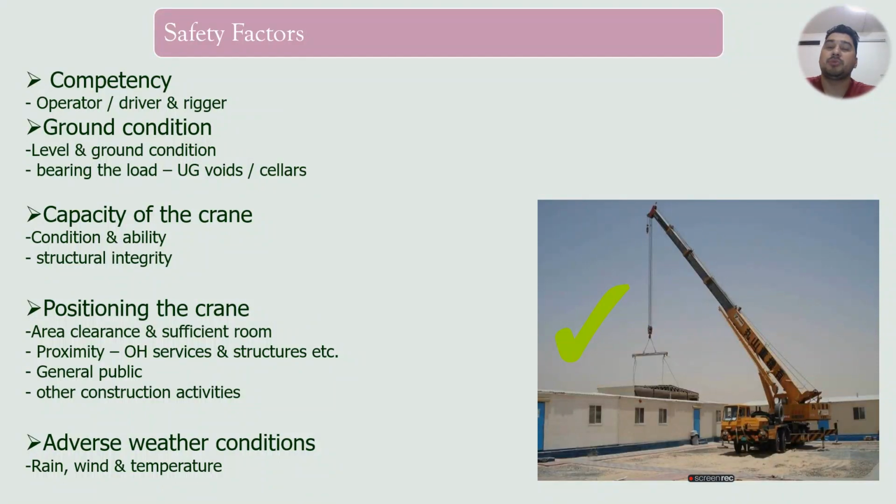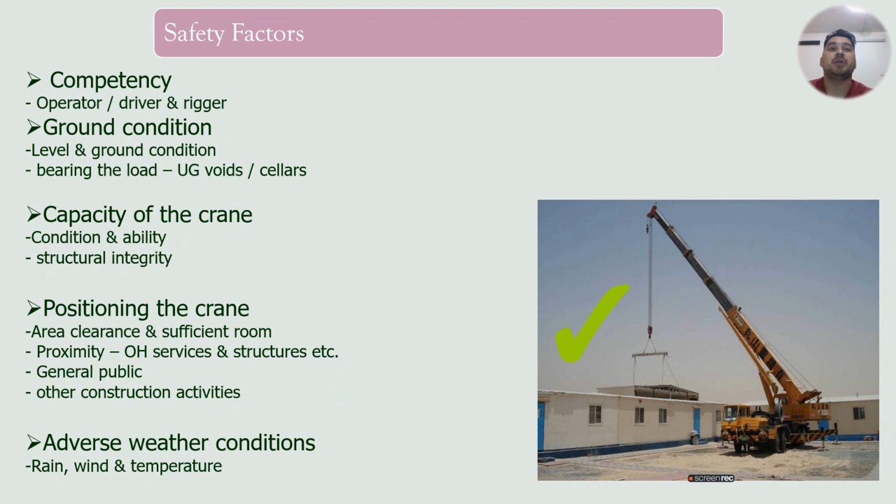After that, the capacity of the crane. What is the capacity of the crane? When you are checking the capacity of the crane and the load, we have to check them properly. Conditions and ability: what is the condition of the crane? Is the crane properly checked, inspected, and certified? Is third-party certification there or not? Structural integrity: we have to check the structure also. Is there any damage, tear, or defect or not? These things you need to check.